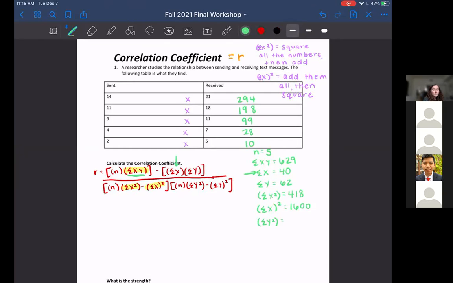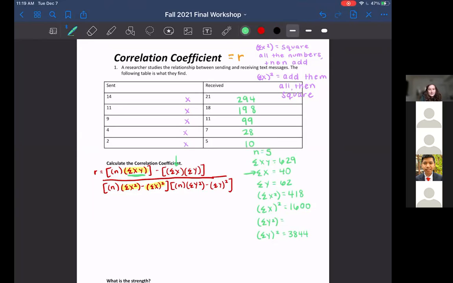38,044. So that one is the sum of y squared. So right, because that's 62 squared. So it'll be 3844. That's the sum of y, quantity squared, right? Because that is 62 squared. Oh yeah, sorry. Yeah, okay, no problem.